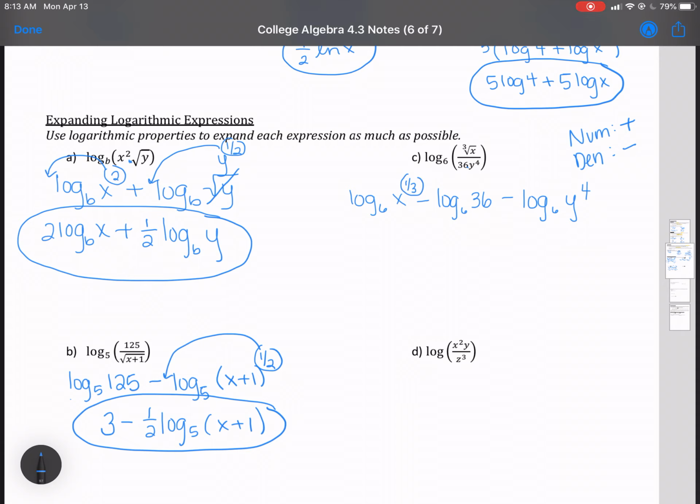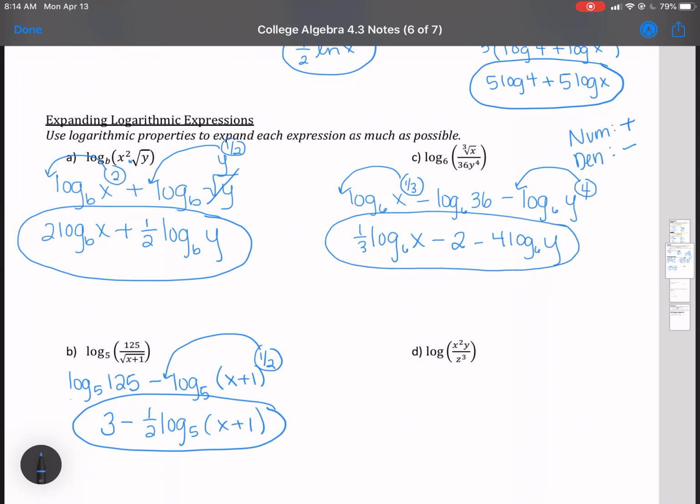So we can move our 1/3 to the front. So we have 1/3 log base 6 of x minus log base 6 of 36. 6 to what power is 36? And that would be 2. Minus log base 6 of y to the 4th. So the 4 is going to move to the front. So we have minus 4 log base 6 of y.